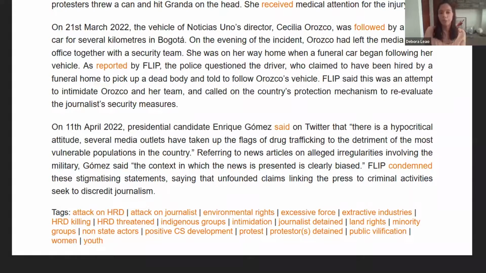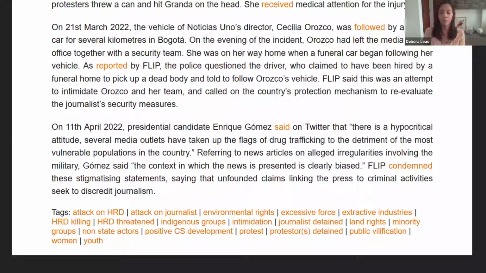So here we have, for instance, a very simple example, a journalist who was leaving her work and was followed by a funeral car for several kilometers. The police was able to intervene, and the driver said that they'd been hired to follow her car, and that they were picking up a dead body. So this was information given to us by a research partner.